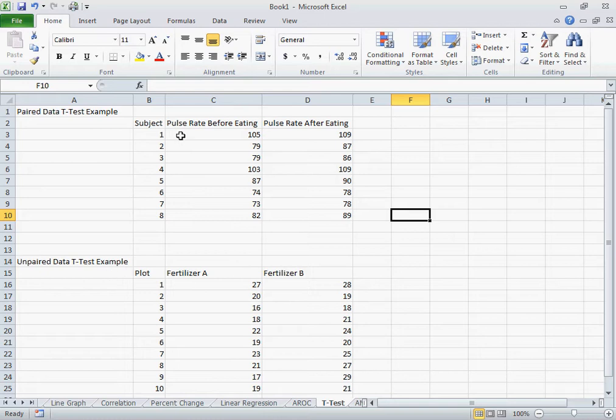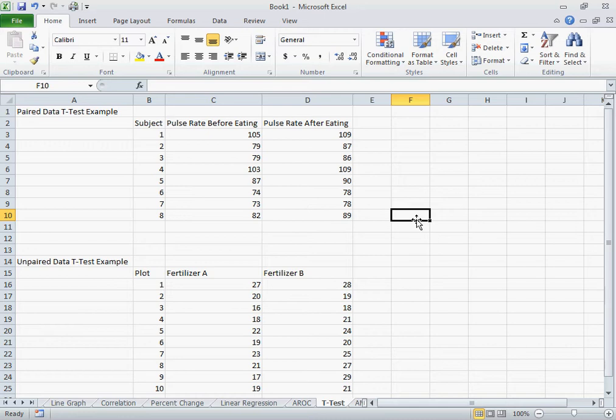So the example that we have is we were checking the heart rate of individuals. We first tested them before they ate, and then we tested the exact same people again after they ate. So this is type 1. We're using the same people.